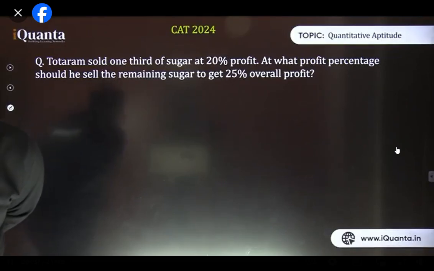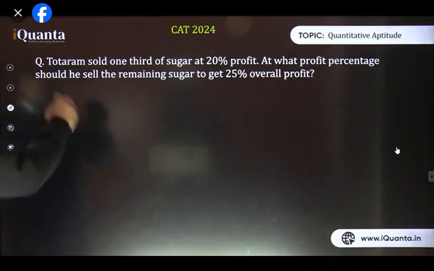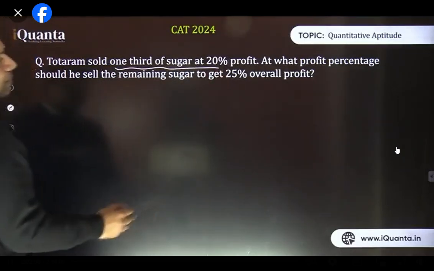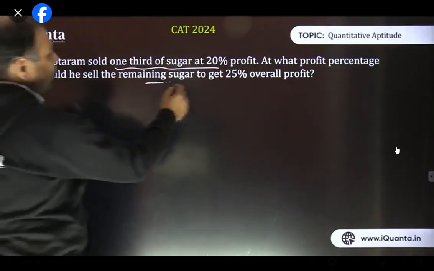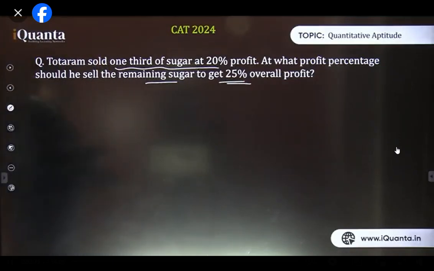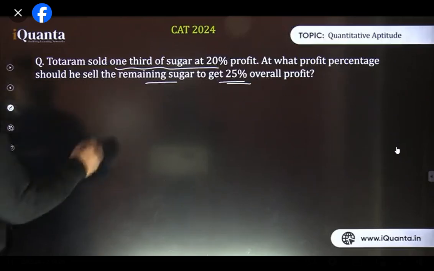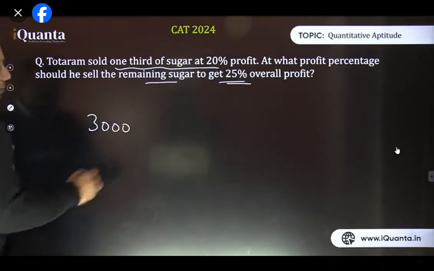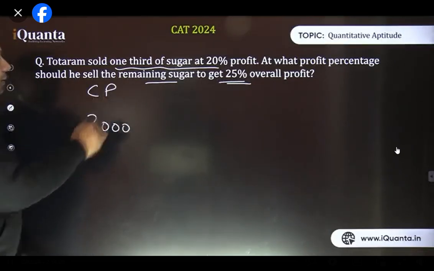हाँ, good point, Asher. We can assume the value. Yeah, Shubhadeep. Okay, let's see now. It says Totaram sold 1/3 of sugar at 20% profit. At what percentage profit should he sell the remaining to get 25% overall? So Asher was saying to take the total cost price to be say 3,000. Let's say total 3,000 cost price ka sugar है. We are having a sugar worth 3,000 in all.